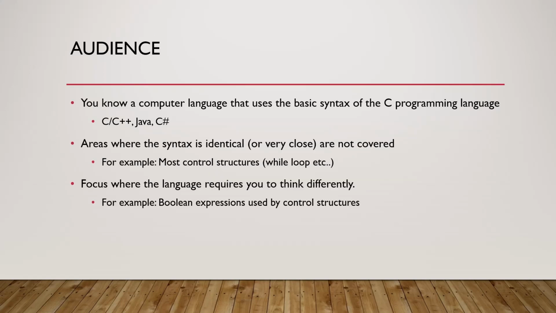So the audience, you know a computer language that uses the basic syntax of the C programming languages. Languages like C, C++, Java, and C#. Areas where the syntax is identical or very close are not covered. For example, most control structures like while loops and for loops. We're going to focus on where the language requires you to think differently. For example, Boolean expressions used by control structures have subtle differences in JavaScript.